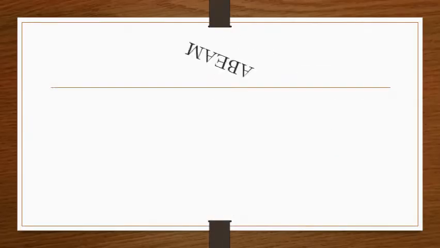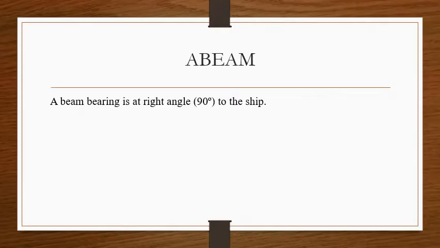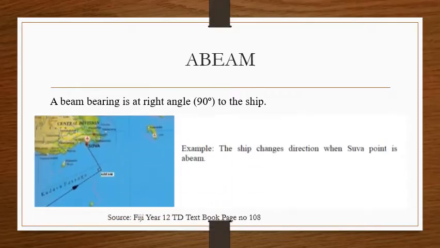The first one, let's look at what is abeam. An abeam bearing is a right angle or 90 degrees to the ship, as you can see in the picture. The ship was going in the direction that is indicated there, then an abeam bearing is taken from Suva point. The ship changes direction when Suva point is abeam. So this means from Suva point a line is taken which is 90 degrees to the direction of the ship.